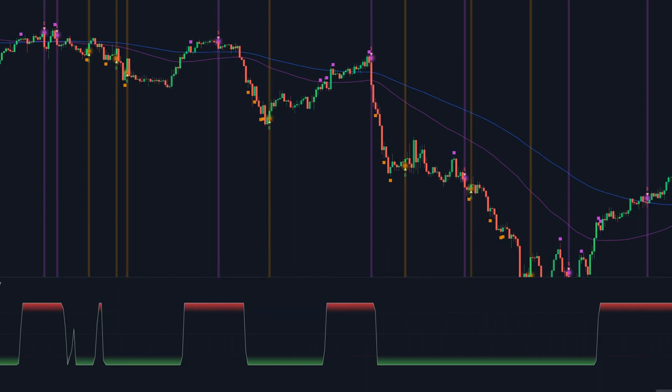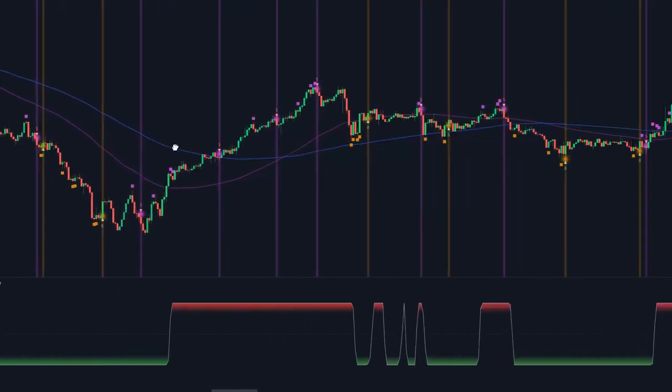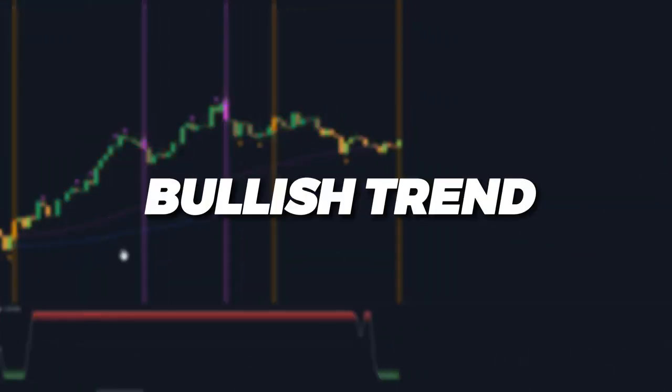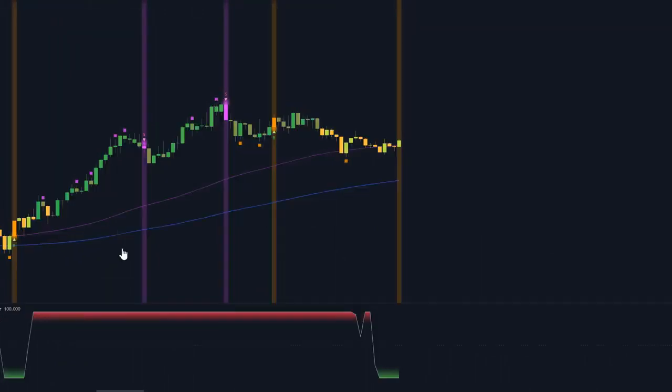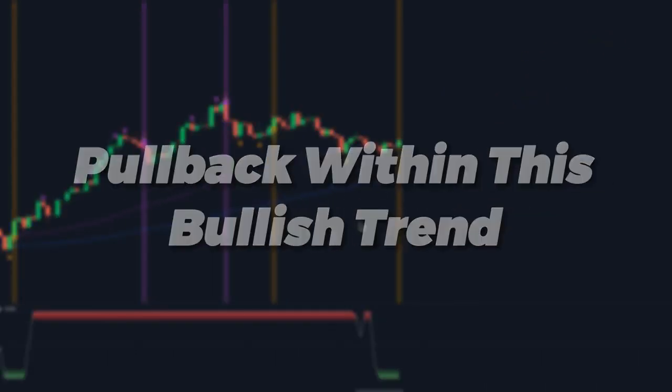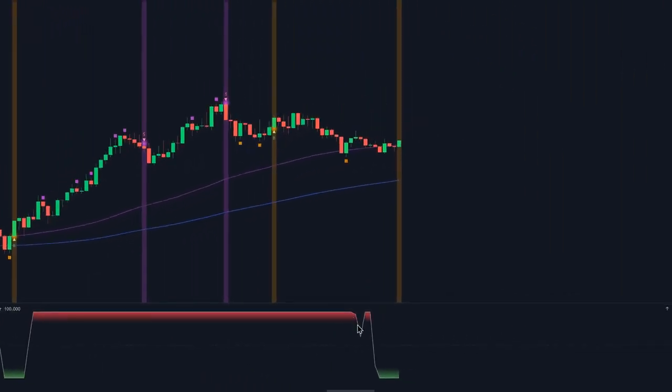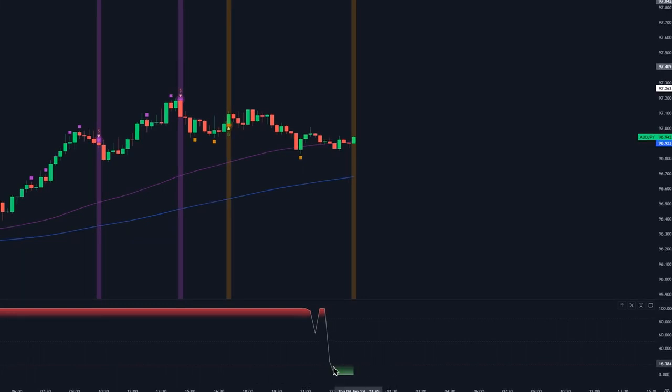Now, let's go over the entry conditions for taking long and short positions using these two indicators. For a long position, the first condition is to identify that the market is in a bullish trend. For that, we're going to be using the ultimate buy and sell indicator. We need this blue moving average to be below the purple moving average to indicate that the market is bullish. The second condition is to identify a pullback within this bullish trend. For that, we're going to be using the hybrid EMA indicator. We need this oscillator to go under the 15 level and change its color to green. This indicates a market pullback.